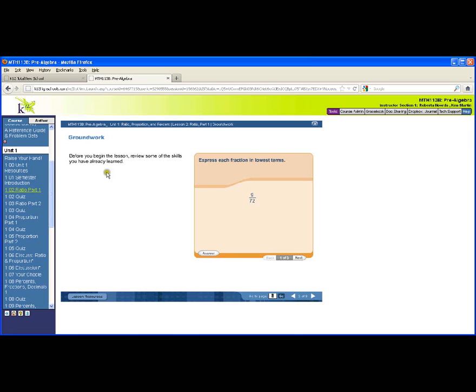Notice, before you begin each lesson, review some skills that you've already learned. I can click here: express each fraction, 9/72. If you wanted to reduce that, it's equal to 1/8. If you click on the answer, there it is. Reset it. You can practice. 21/56. Since 7 goes into both of those, 7 goes into 21 3 times, and 7 goes into 56 8 times, so 3/8. So there are some examples of practice work.